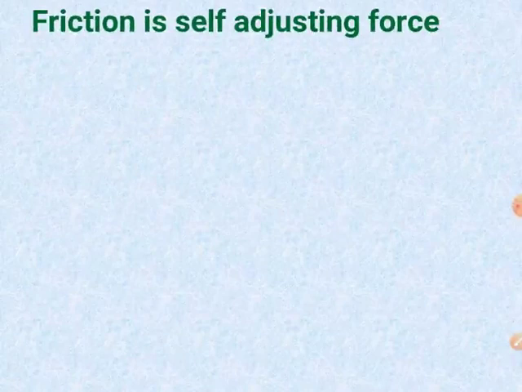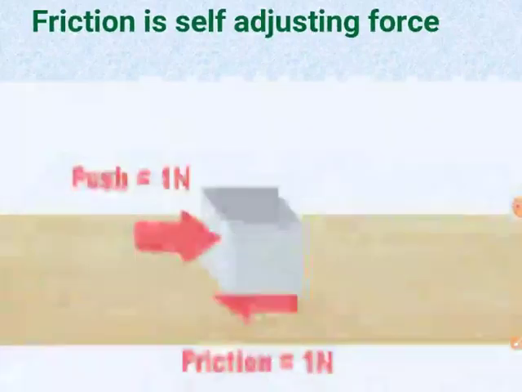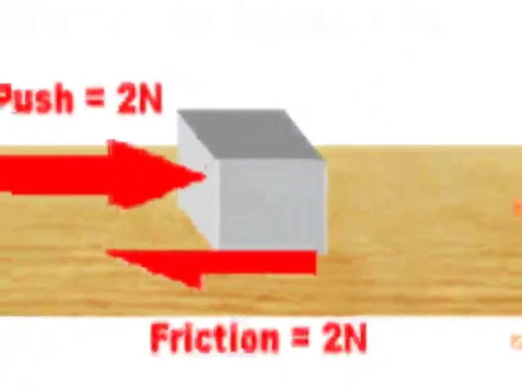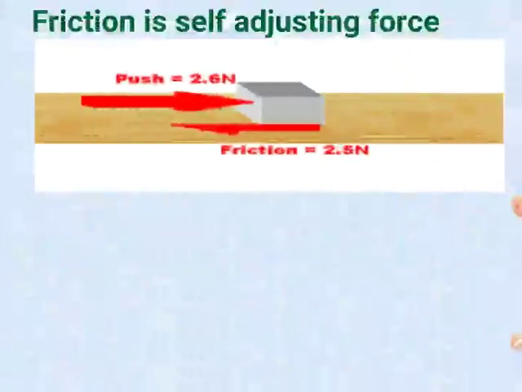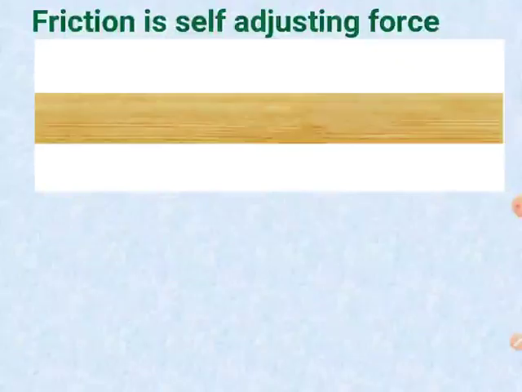Now, there are two types of friction. The first one is static friction and the other one is kinetic friction. Kinetic friction is also known as dynamic friction. Before that, we need to know what is meant by limiting friction.